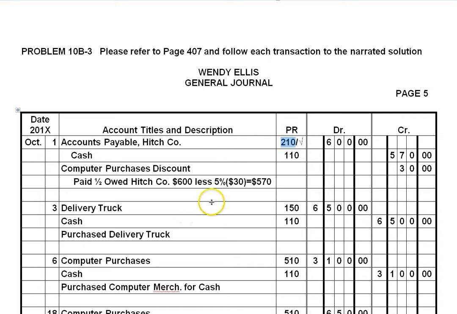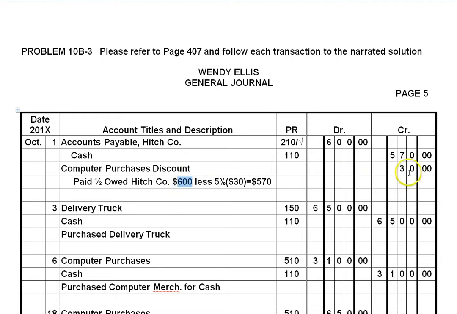The complication, if you want to call it that, is that the $600 is being paid within the discount period, and they offered us a very generous 5% discount. But it's going to be taken on $600, which is half of the balance due. So they're allowing that discount to go through because it's being paid inside the discount period. So the discount is $30, which is 5% of the $600.